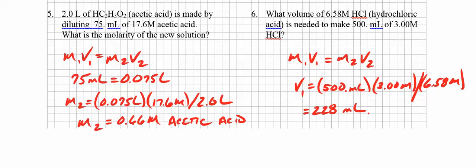We're looking for M2, the molarity of the new, more dilute solution. So M2 is equal to 0.075 liters times 17.6 molar. We'll divide that then by 2.0 liters. And that's going to give us M2 for the more dilute solution of 0.66 molar acetic acid. And that'll do it for number 5. Let's look at number 6, the last one.